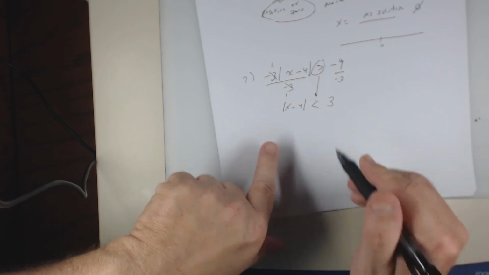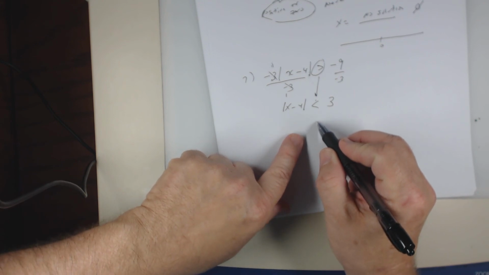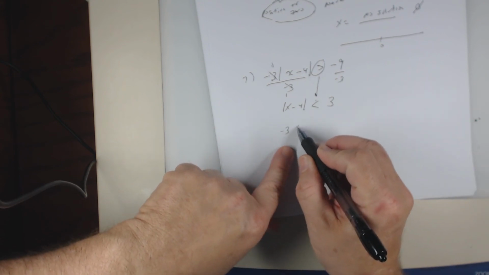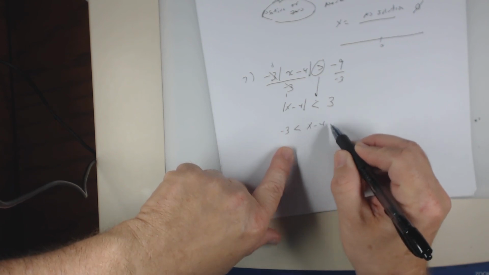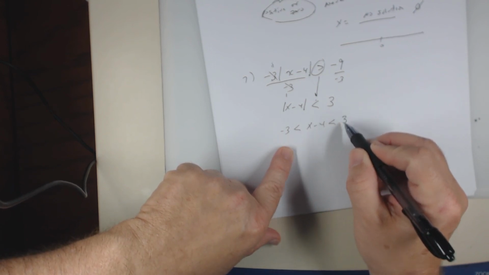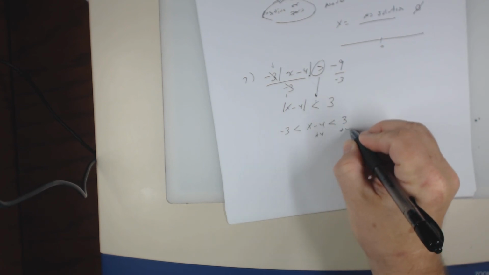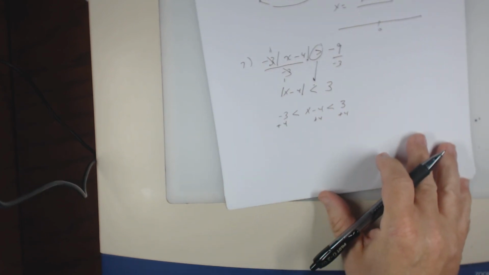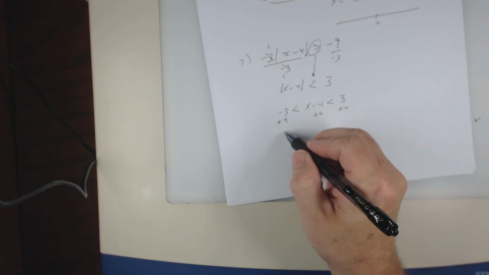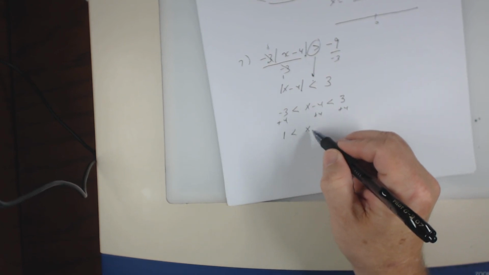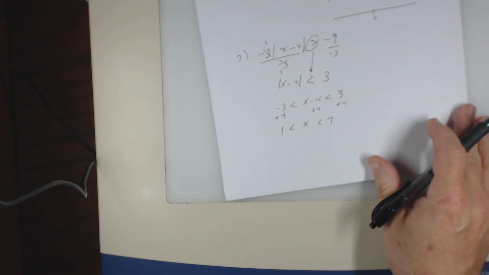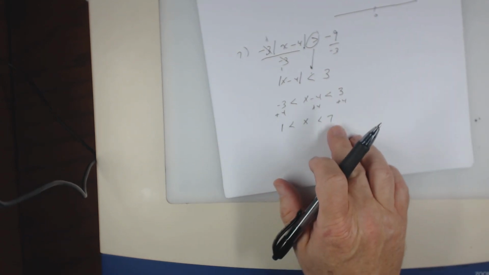Okay? All right, so what are you going to write first? Okay, that's fine. -3 is less than x minus 4, less than 3. So remember, less than is a compound statement. Greater than is where you write two separate inequalities. All right, all you do is get x by itself, so you're going to add 4 to all parts. And so -3 plus 4 is 1, less than x, less than 7. So your solutions are going to be between 1 and 7.